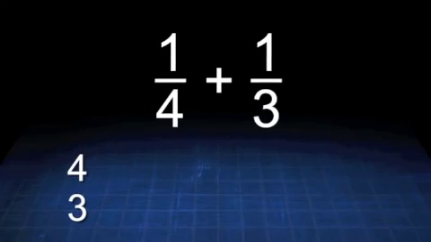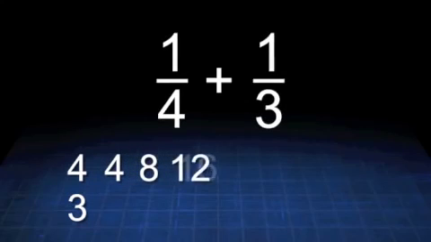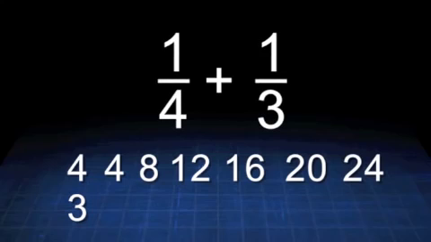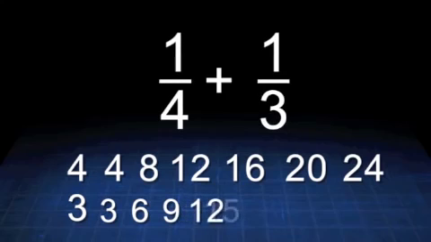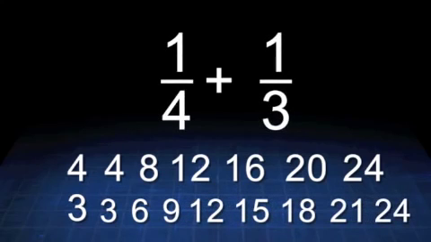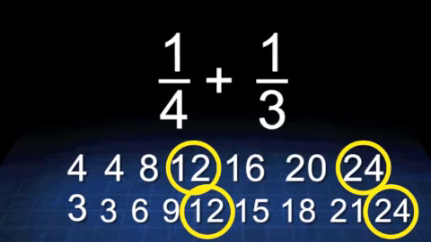To find a common denominator, we have to find the multiples of 4 and 3. Multiples are the numbers we get when we skip count. The multiples of 4 are 4, 8, 12, 16, 20, 24, etc. The multiples of 3 are 3, 6, 9, 12, 15, 18, 21, 24, and so on and so on. By looking at these lists, we can see that 3 and 4 have 12 and 24 in common.